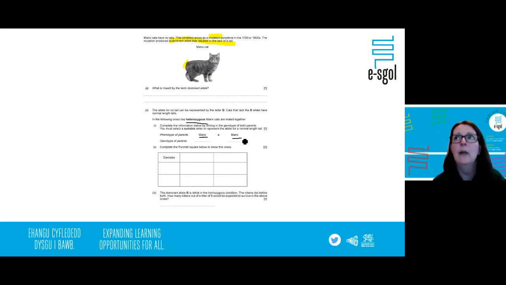Okay, so pause the film now, have a go at this question. I'm not going to go through it like I did with the other one. I'll go through it in a second. So you've got to think about here what the term dominant allele means. Then it tells us in the question that we've got a heterozygous cross. So think now back to the term, what does that mean? What does that term heterozygous mean? So you've got to write there a suitable letter to represent the alleles for a normal tail. And then complete the Punnett square. And then think about how many kittens out of the litter of eight would be expected to survive in the above cross that you've just done. So pause the film now. Have a look at answering A and B, and then we'll have a look at the answers.